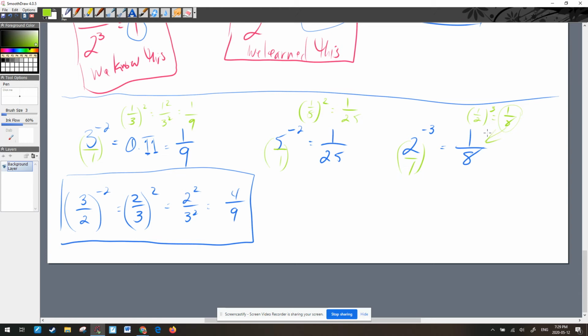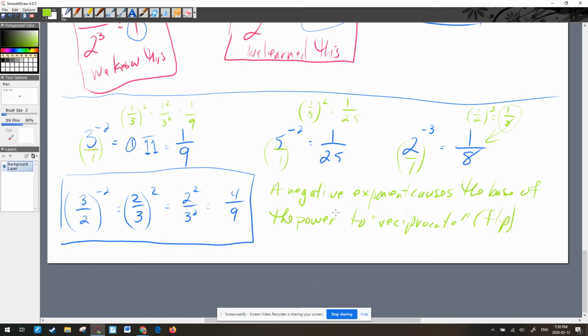So when we have a negative exponent, it causes the base to flip, or the proper math term is reciprocate. So a negative exponent causes the base of the power, this is why we need to use all the right words, to, I'm going to use the big word, reciprocate, which just means flip. And that's what a negative exponent does. That's all it does. Everything else stays the same, right?